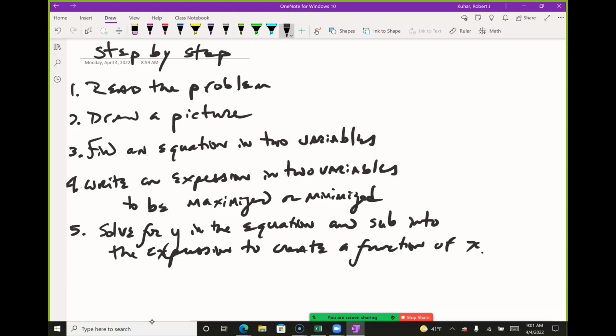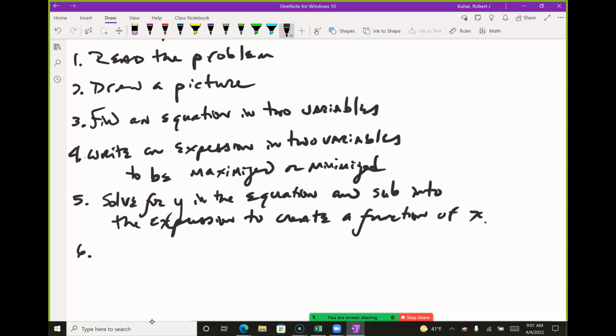Then we're almost doing a first derivative test, but we're going to use the second derivative to tell us that we actually have a max or a min. Okay? I didn't do that on the last one. I should have. But I'll do it on the next one.